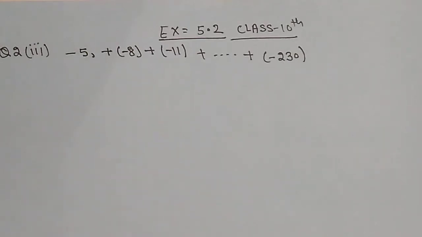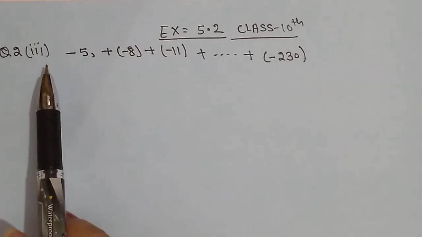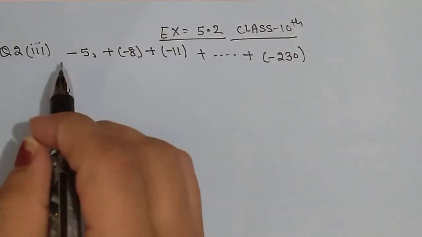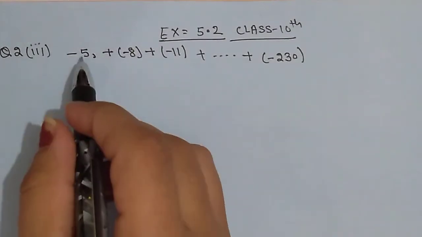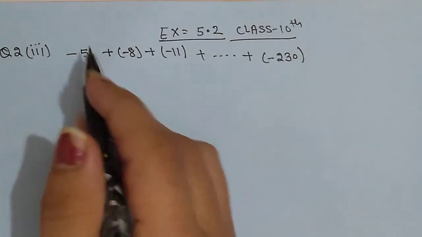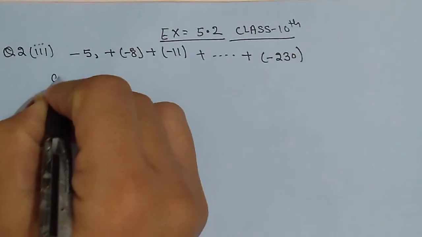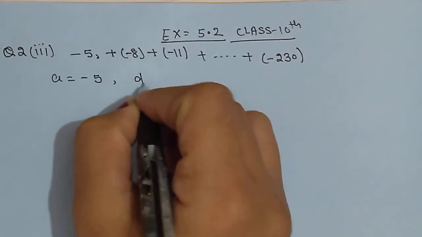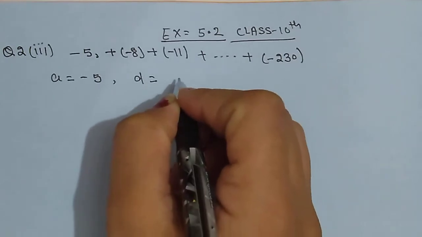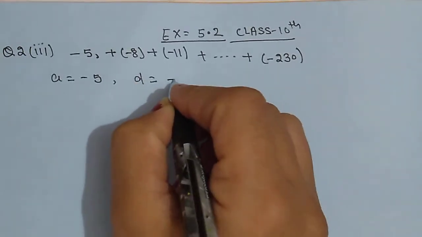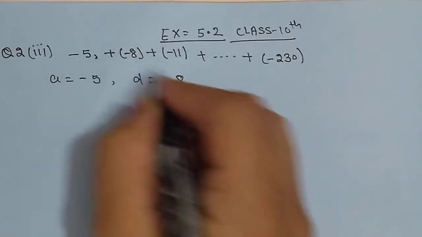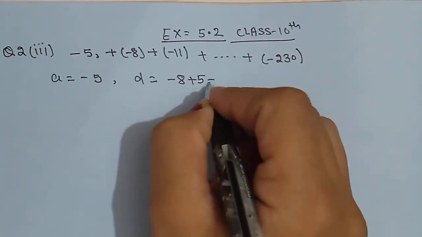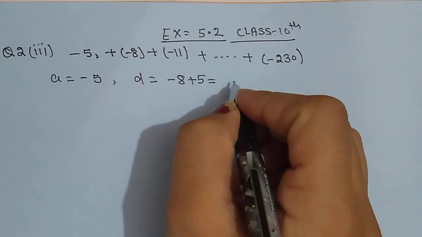And today I am going to discuss with you question number 2, part 3 from exercise 5.2, class 10th. Now, in this series, you have been given the first term, that is minus 5, a is equal to minus 5, and d is equal to, what is the value of d? That is minus 8 minus 5. Minus 8 minus 5, that became plus, it means 8 minus 5, that is minus 3.